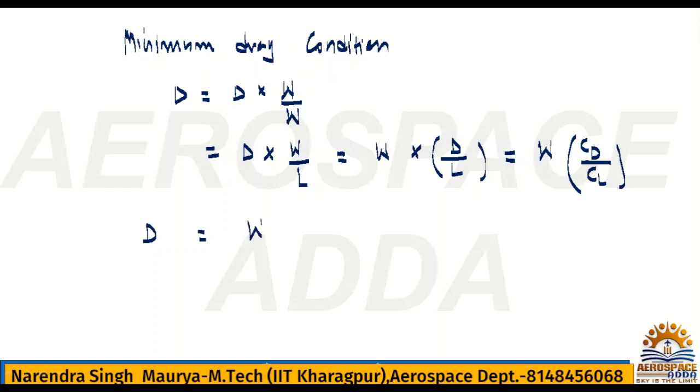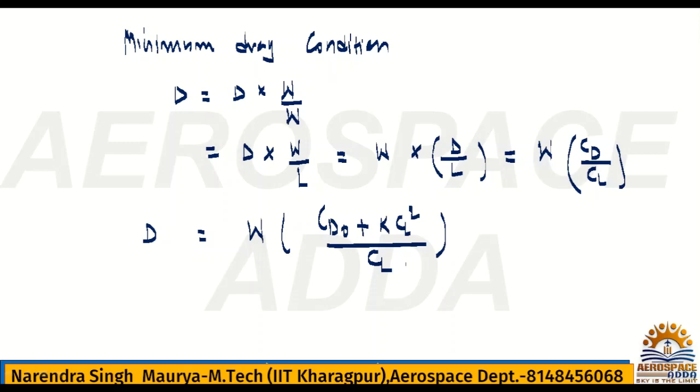Then it is W, weight, into CD. CD is nothing but CD naught plus KCL square. That is the drag polar equation. That also I have explained. No need to give the explanation again because I have just explained it. CD naught plus KCL square.